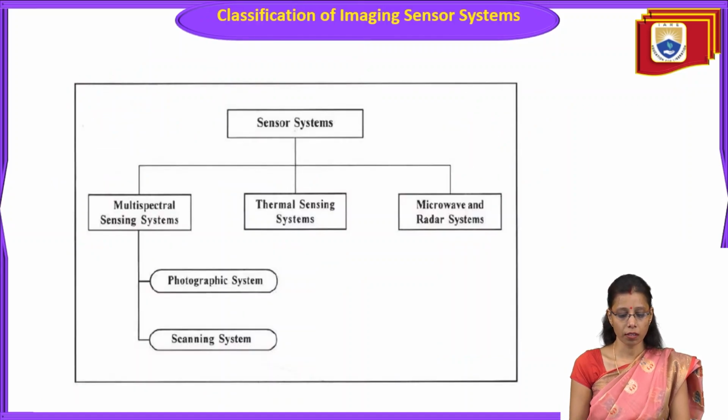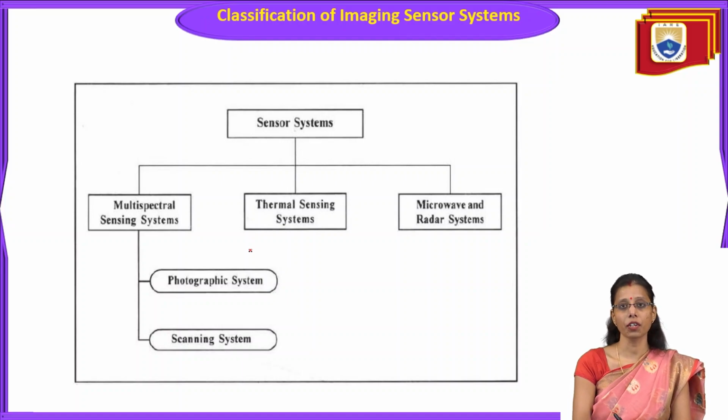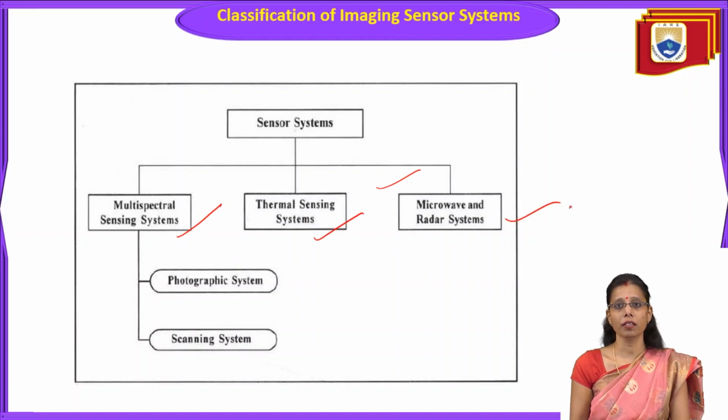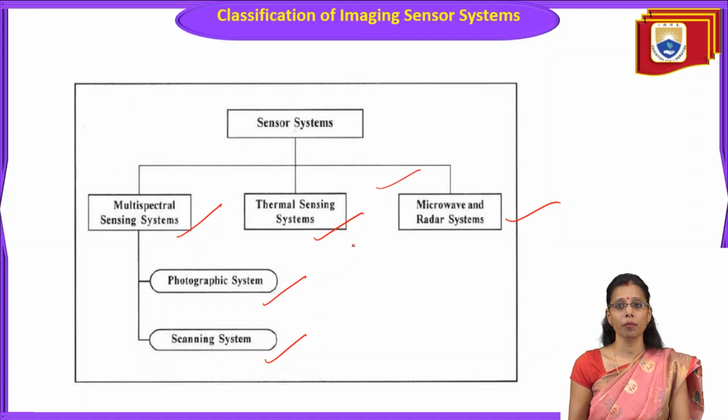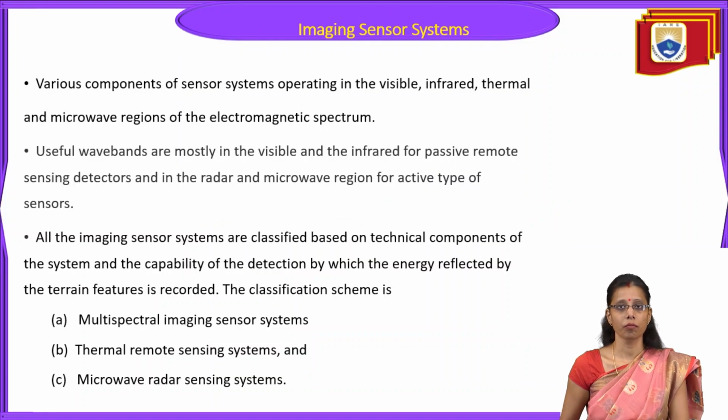So for sensor systems, we have a classification of sensor systems here. We have the multispectral sensor system, the thermal sensing system, and the microwave and radar system. We have three types of sensor systems here. Multispectral again, if we go forward, has the photographic system and the scanning system, and next we go to the thermal sensing system, and next the microwave and radar system.